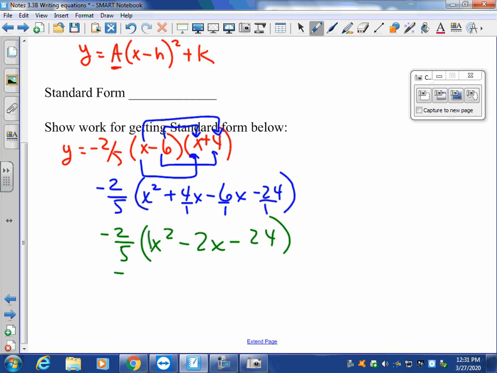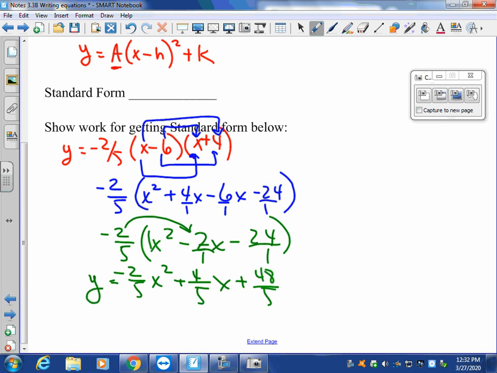So 1 times negative 2/5 is still negative 2/5 x squared. If you're going to multiply this, stick a 1 under it. So 2 times negative 2 is positive 4 over 5x. And then if you put a 1 under this one and go negative times negative is a positive, 2 times 24 is 48 over 5. And there you have your y equal to formula. And again, if you printed these, you can put that up there in that blank.